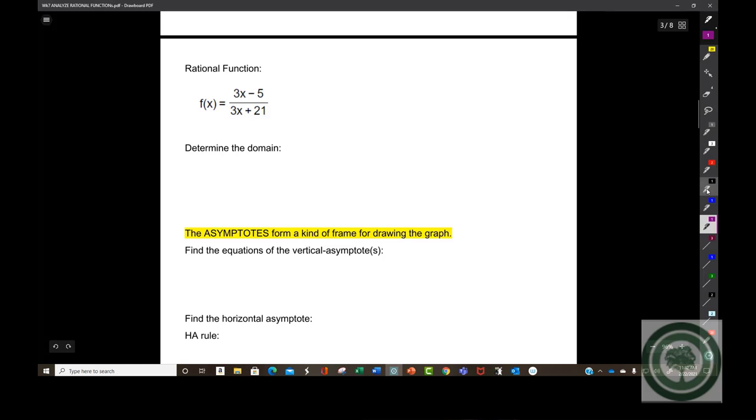Notice, you already know this, but when you don't see an exponent, the exponent is 1. So this is x to the 1, and this is x to the 1. The top and the bottom have the same degree, degree 1.